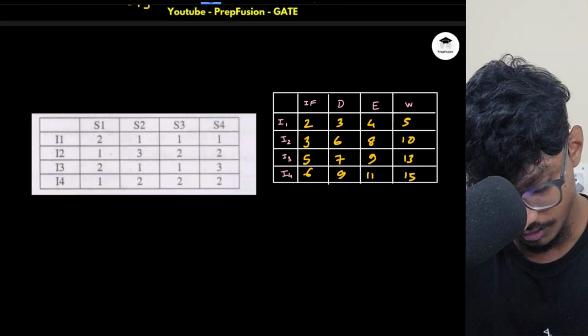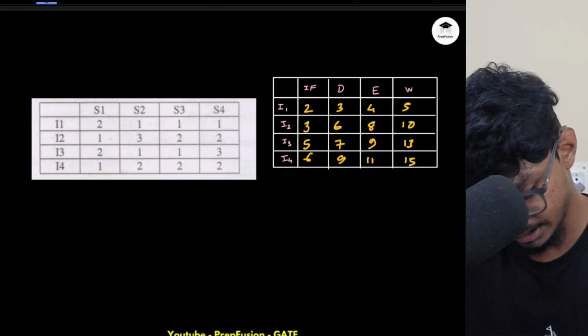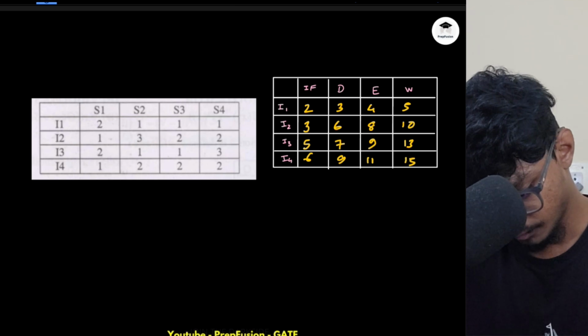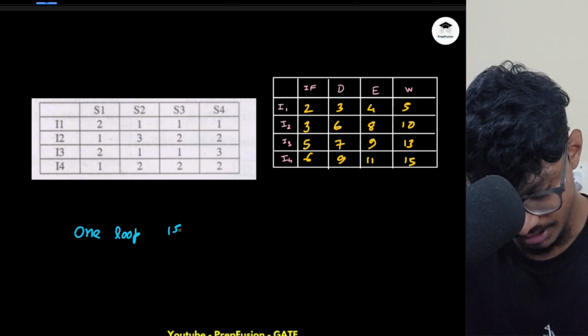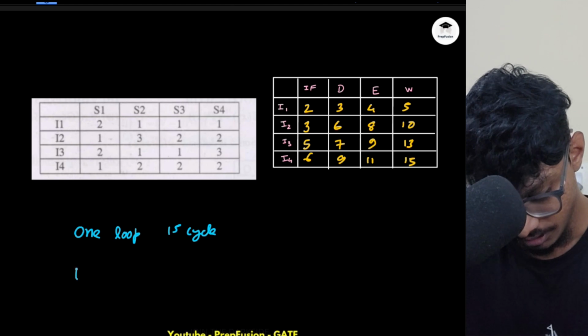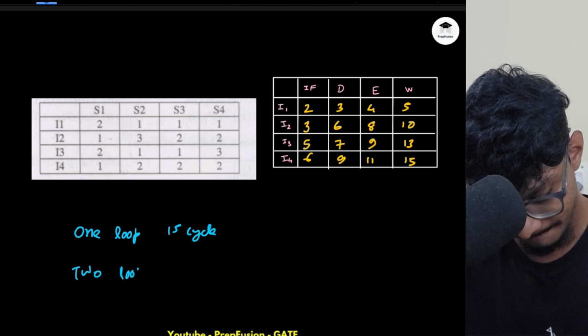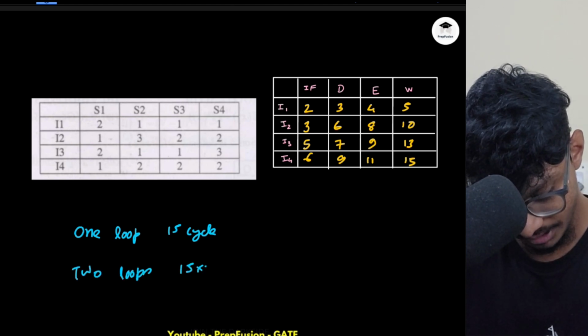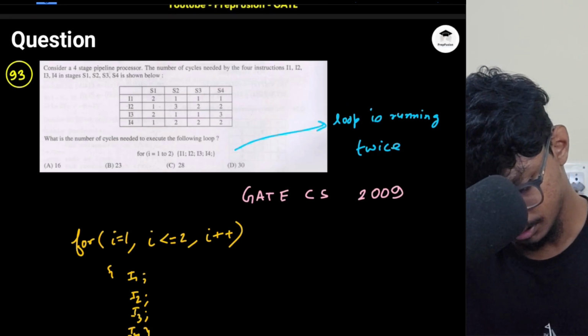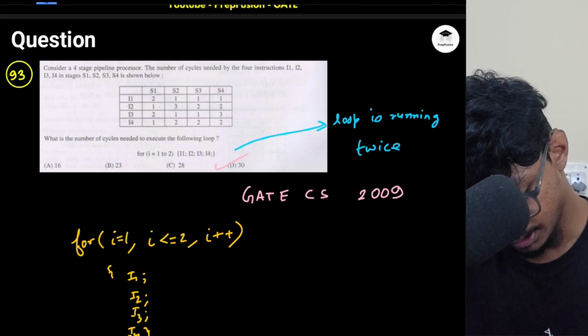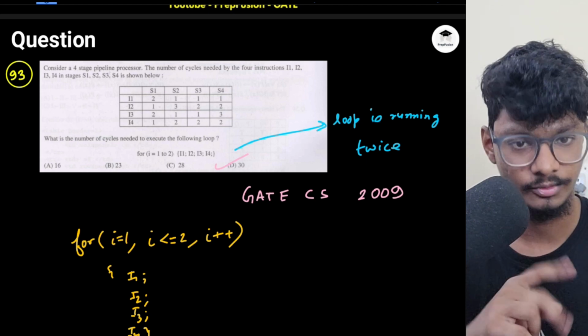So if it executes again, it will be just twice. For one loop it is taking 15 cycles, so for 2 loops it will be 15 times 2, 30 cycles. So your option D will be correct. It will take a total of 30 cycles because the loop is running twice.